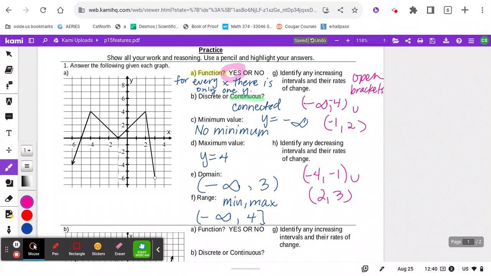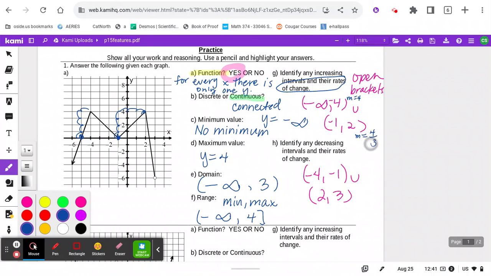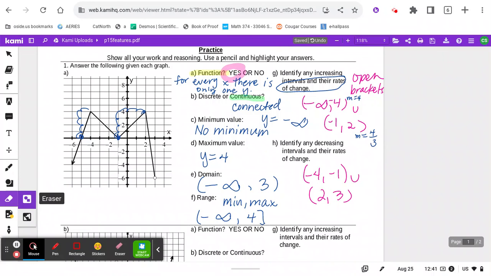It also asked us for the slope or rate of change of these sections. So in the first increasing section, it's going 1, 2, 3, 4 over 1. So my slope right here would be 4. And the next section's up 1, 2, 3, 4 over 1, 2, 3. So my increasing sections have positive rates of change.